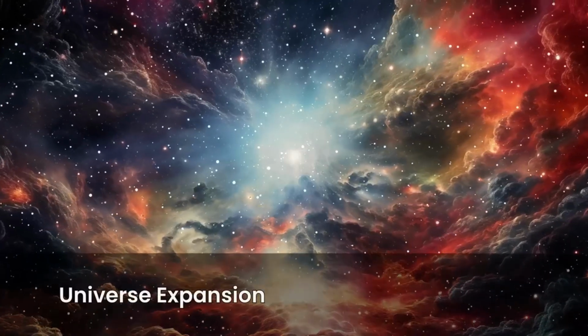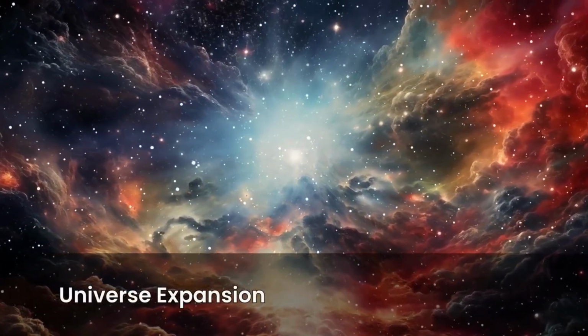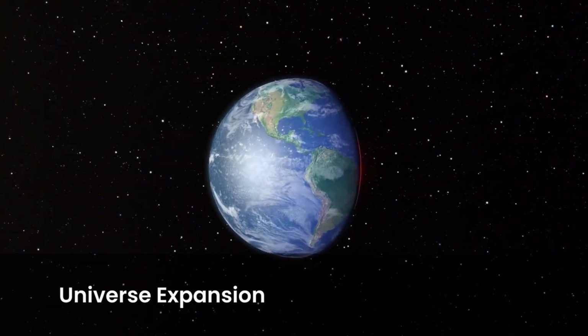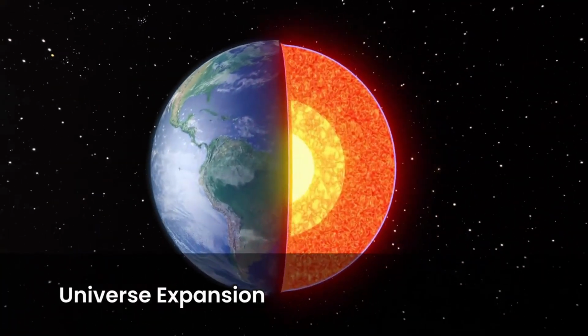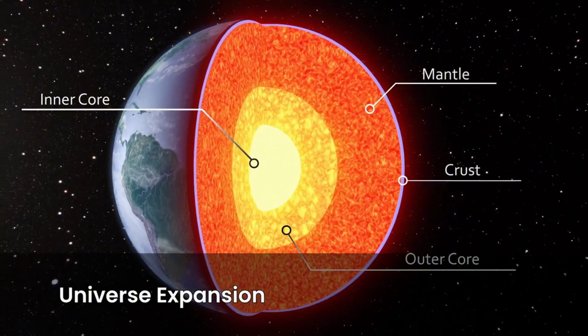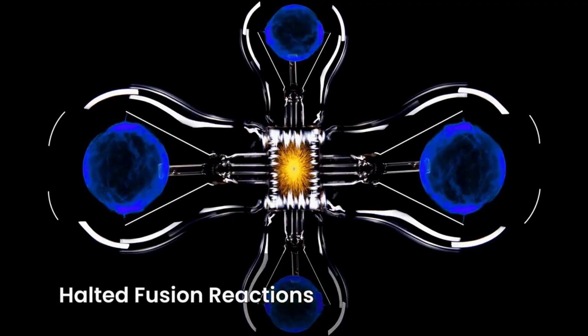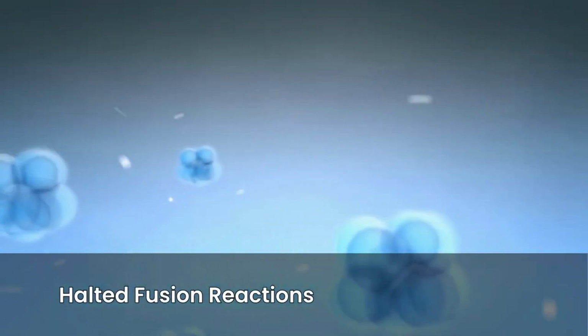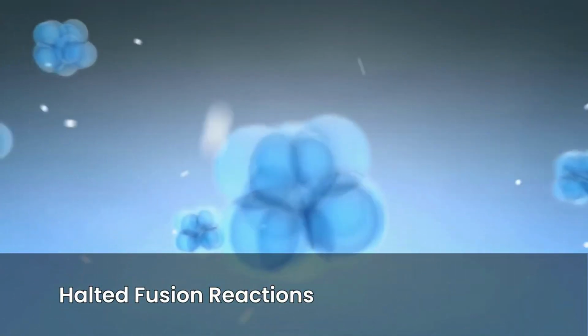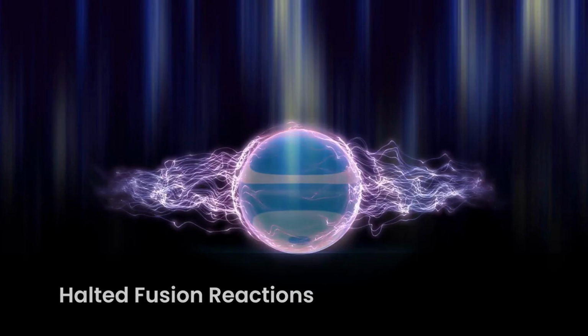The rapid expansion of the universe played a crucial role in limiting the extent of BBN. As the universe expanded, its density and temperature decreased rapidly. This expansion eventually halted further fusion reactions. There was simply not enough time or energy to create heavier elements in significant quantities.